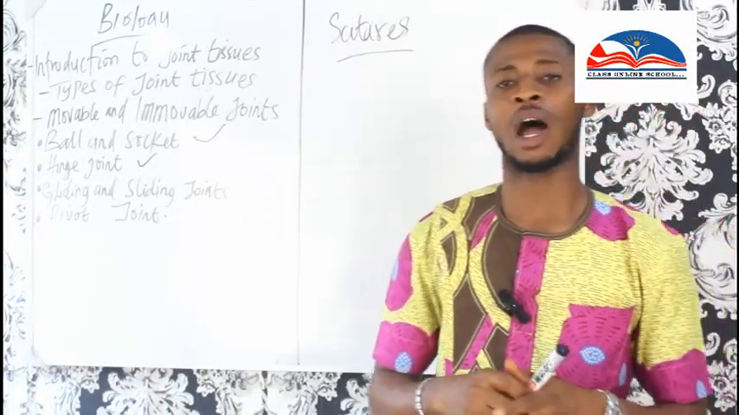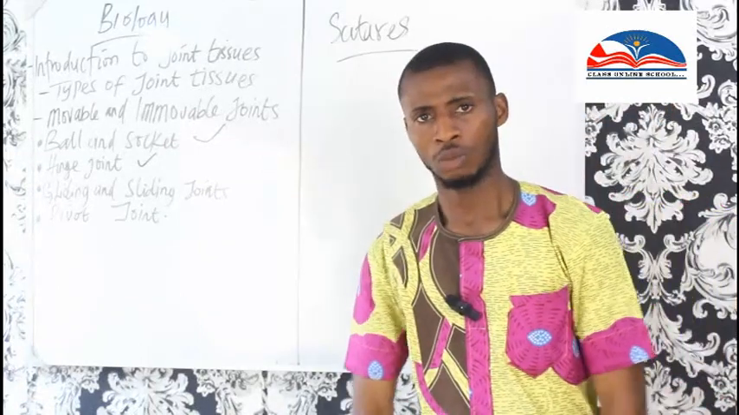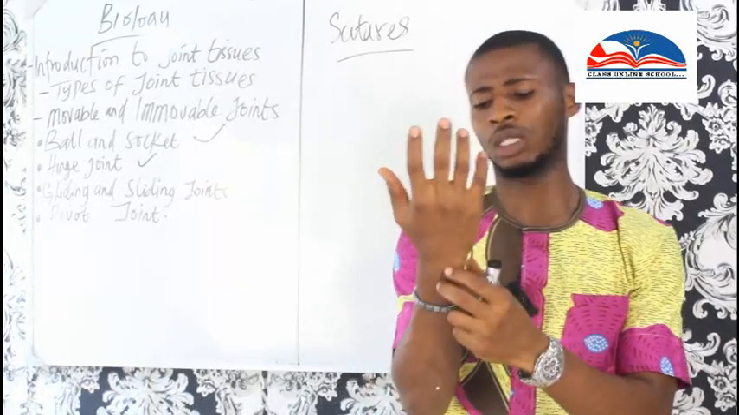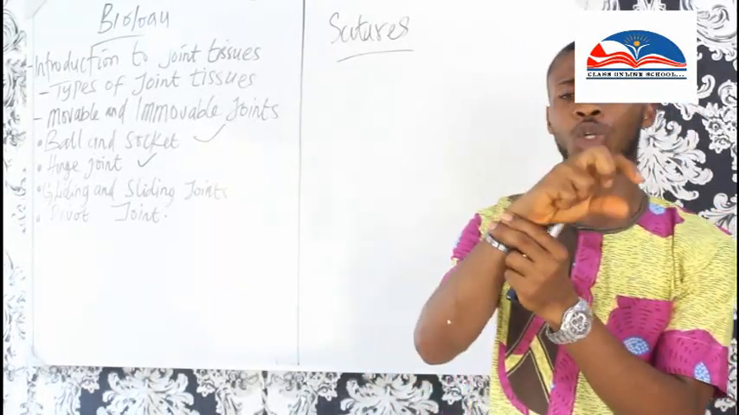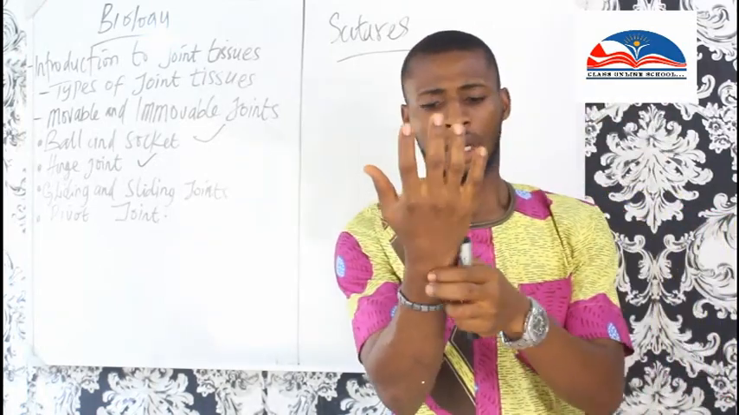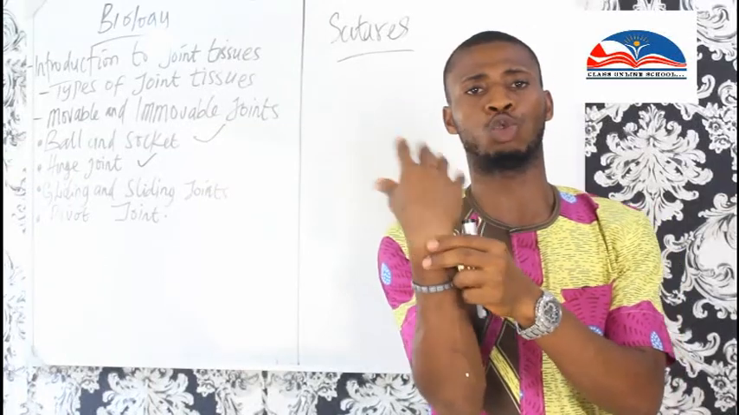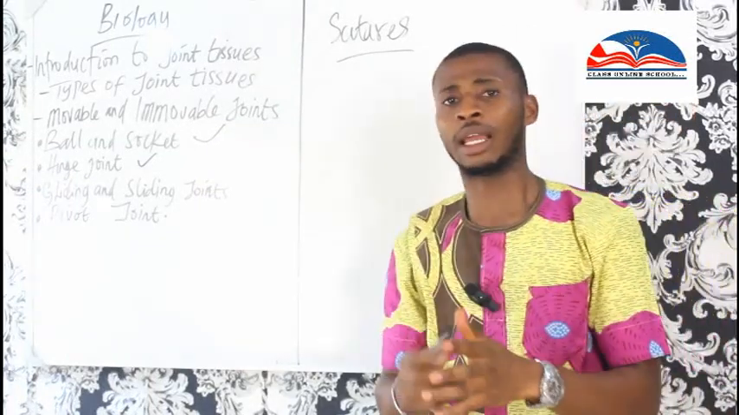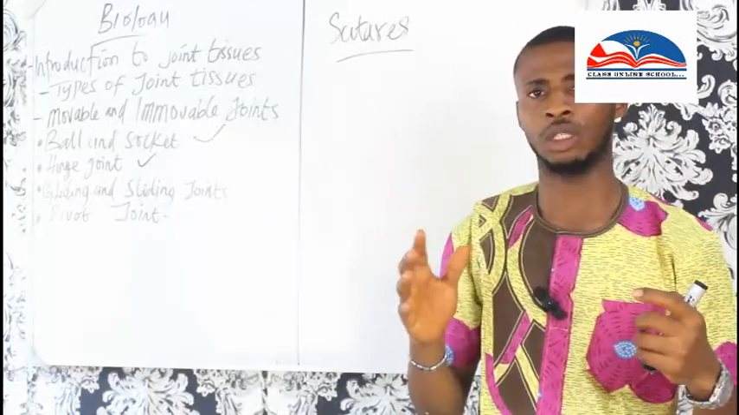Now we have the gliding and sliding joints. These joints are found at the wrists, both your hands and your legs, your forelimbs and your hind limbs. What they do is glide across each other. They move over each other while we are using them. If you swing your arm, there are some little cracks you'll hear. They are moving across each other. They glide over each other and have the capacity to shift themselves.